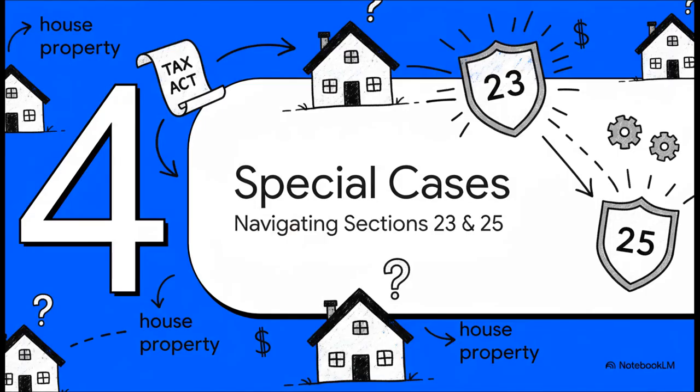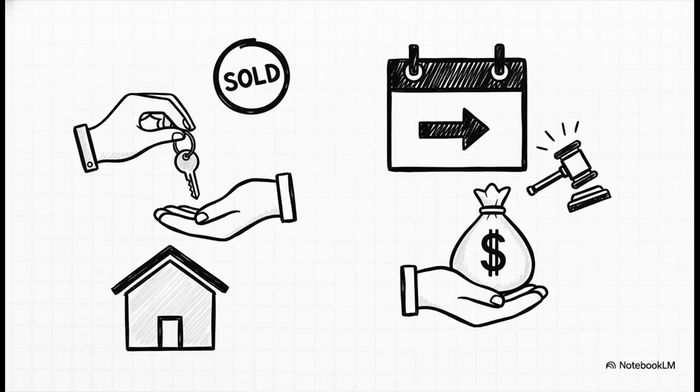So apart from the normal calculations, the Act has some special rules for trickier situations. Let's quickly look at a couple of really important ones in Sections 23 and 25. The main thing to get from Section 23 is all about timing. Let's say you finally receive some rent from a previous year that you thought was lost. Well, it gets taxed in the year you actually get the cash. And this is true even if you've already sold the property and aren't the owner anymore. When it comes to arrears, it's all about the year of receipt.